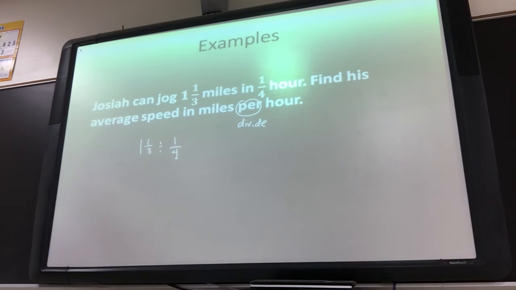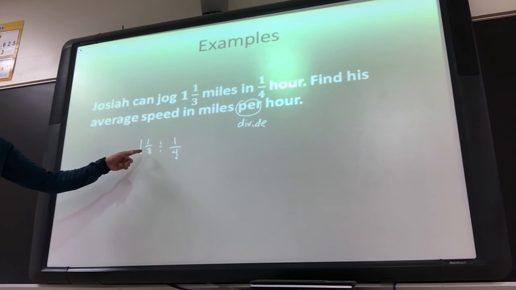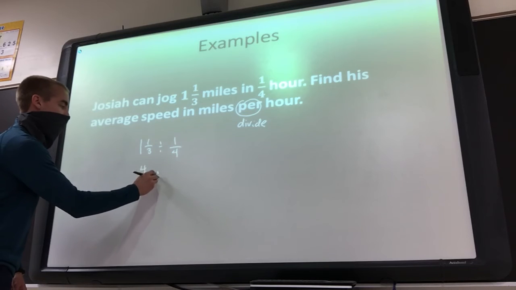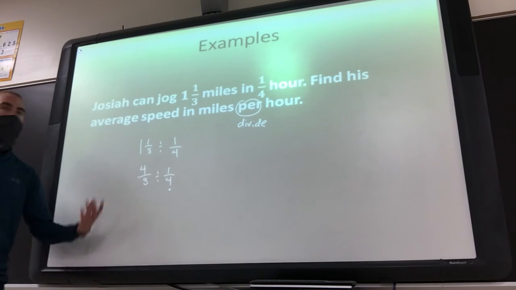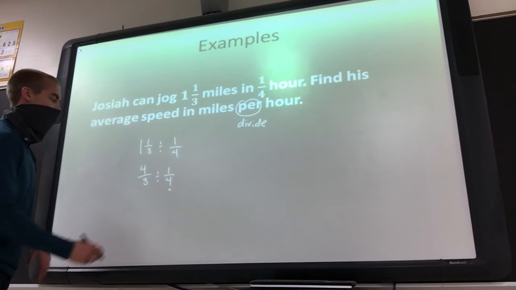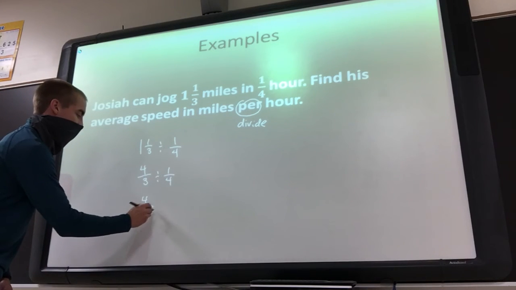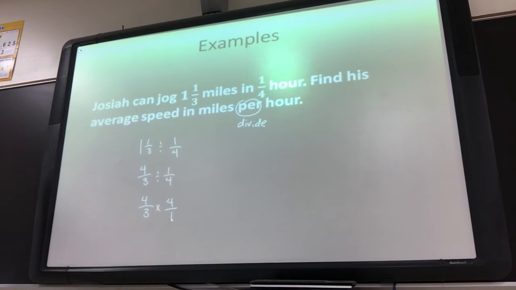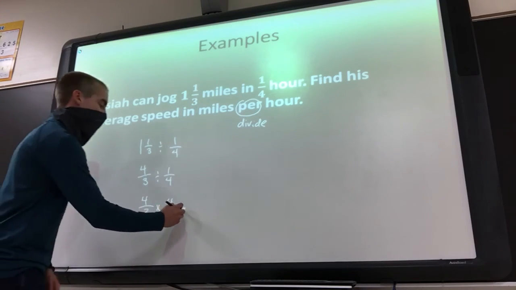Could you put it as 4/3? Yes, we actually need to. So change 1 1/3 to 4/3 divided by 1/4. And now we can do keep, change, flip, because you can't divide or multiply fractions unless it's an improper fraction. So it'll be 4/3 times 4/1, which gets you 16/3.